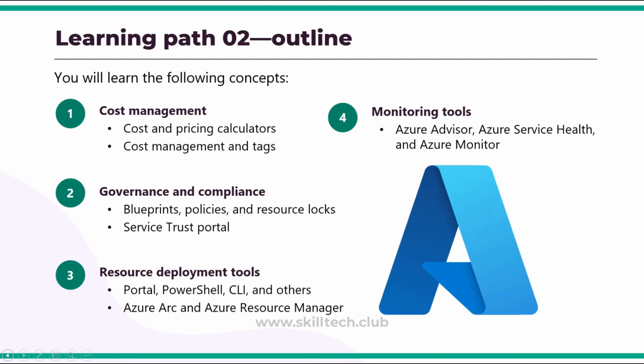We are going to talk about these 4 particular topics. First is cost management. Obviously, cost is a very important thing, especially when you are moving your resources to cloud. Now, we are going to focus on cost and pricing calculators, where we have the Azure pricing calculator, and then we have something which is TCO, which is known as total cost of ownership kind of a calculator.